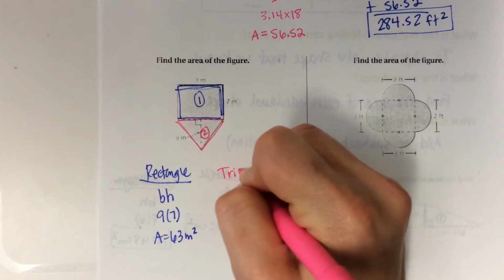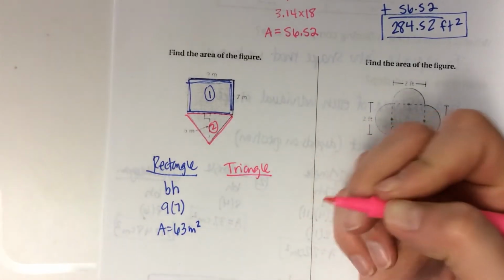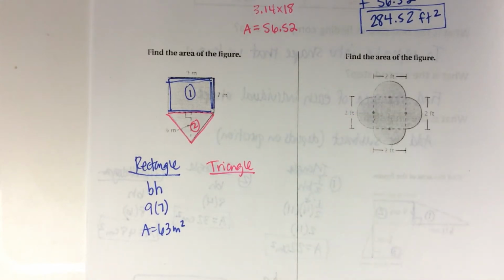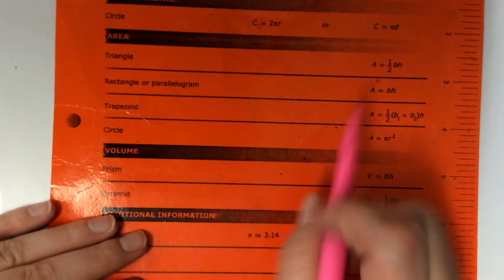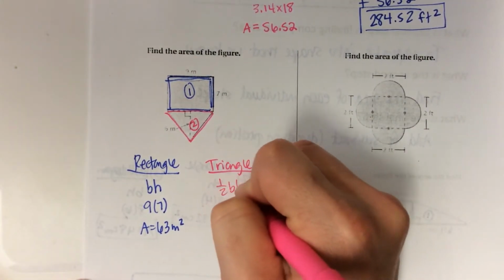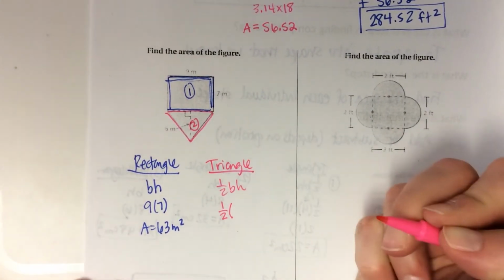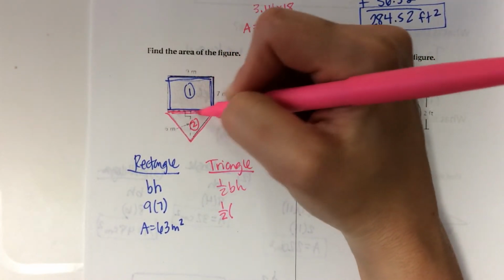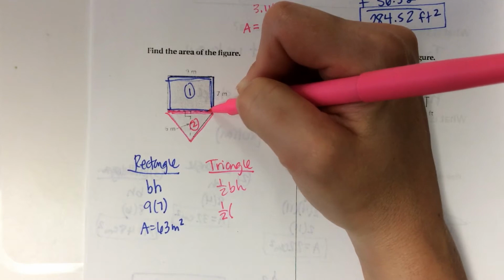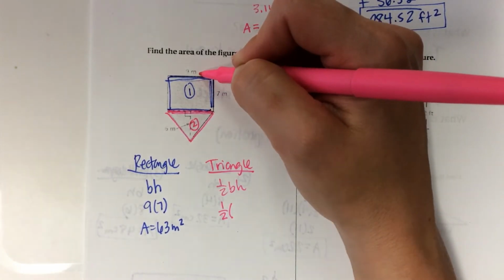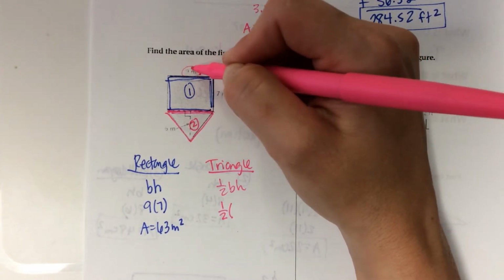Okay, and then I have a triangle. It's really easy to just write base times height, but remember, a triangle is not base times height. If you forget, check your formula chart. Triangle is 1/2 times base times height. Very important. So we have 1/2 times, okay, we have to get our number here. The base of my triangle connects to my rectangle. So if this side of the rectangle matches this side, then they have the same number. So my base of my triangle is 9.